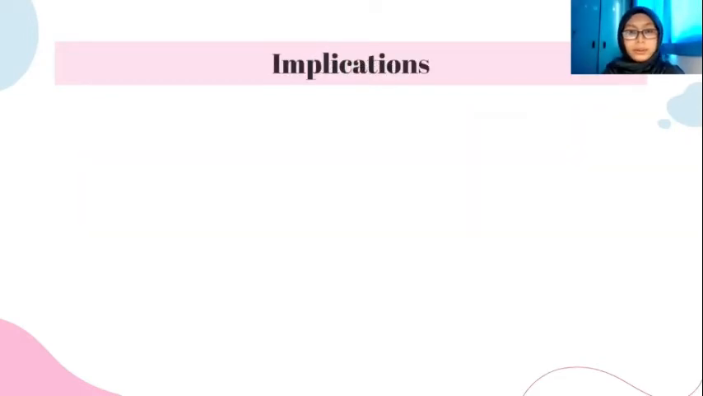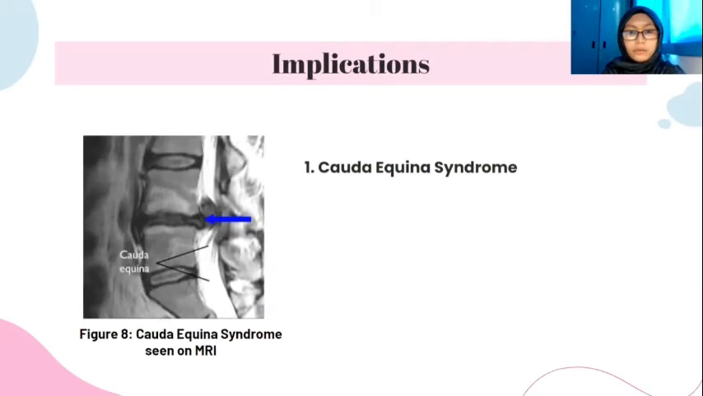Proceed with the implications. The first implication of this pathology is cauda equina syndrome, which is caused by the severe compression of the nerve roots in the thecal sac of the lumbar spine, and it is most commonly due to an acute lumbar disc herniation. Figure 8 shows cauda equina syndrome as seen on MRI scan. A herniated disc, the pointing arrow here, is compressing the cauda equina.